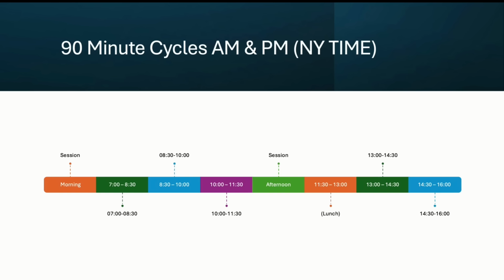For the afternoon session, the first 90-minute cycle begins at 11:30 and lasts until 1 p.m. This is what I refer to as the lunch cycle. From 1 to 2:30 is the second 90-minute cycle of the afternoon session. And then the third 90-minute cycle for the afternoon session is from 2:30 to 4 p.m. And you might be wondering, why are we specifically looking at these time windows? Why would we even want to use these time windows?